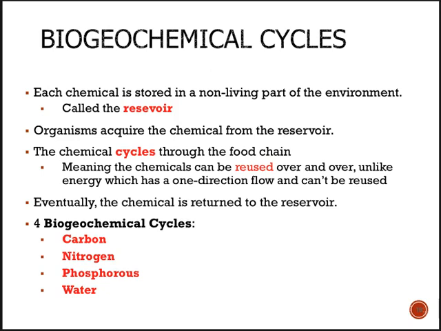So these chemicals cycle through the food chain, which means that the chemicals can be used over and over and over again. This is very different from how energy works. Energy was a flow. It only went in one direction, but chemicals can be recycled and reused.